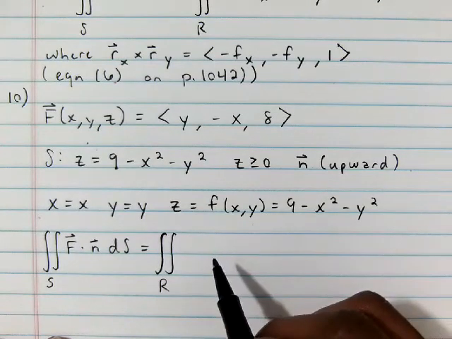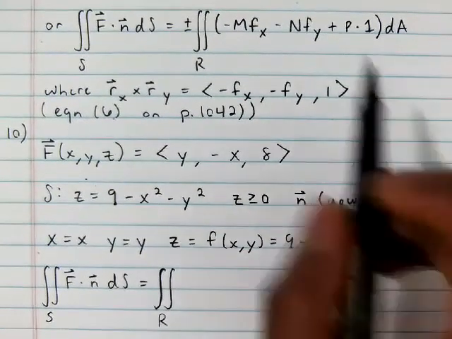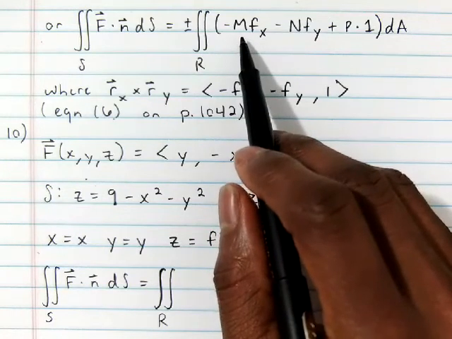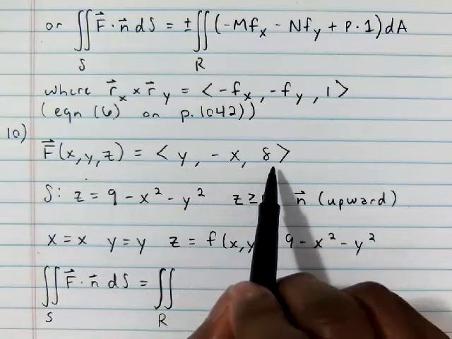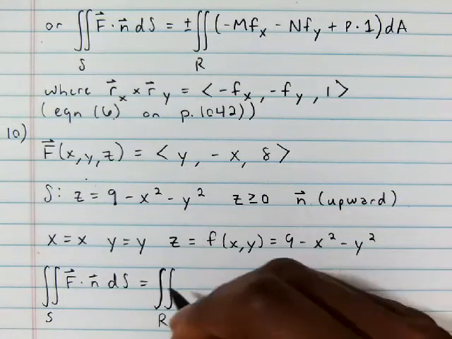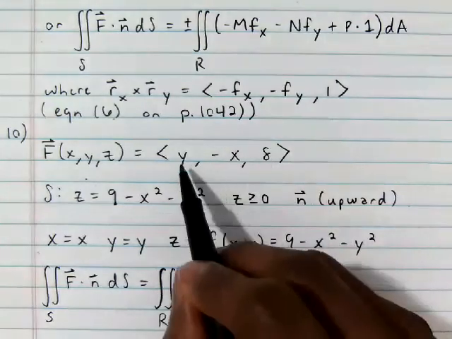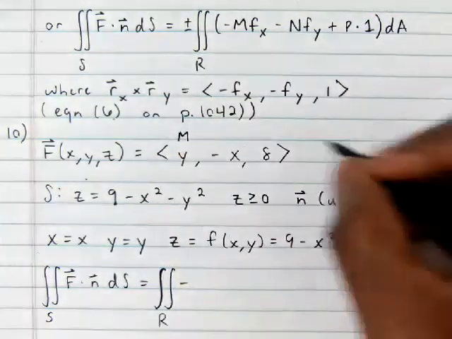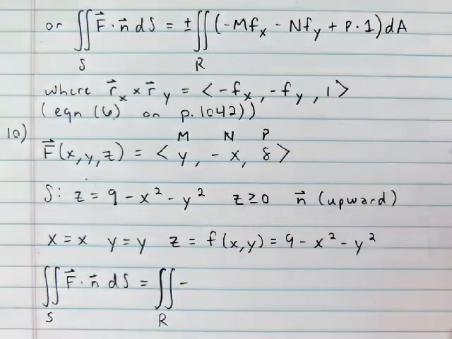Now negative M of x, y, z. Can I get both of these on the page at the same time? There we go. So you have to plug your parameterization into this. We're going to get negative M of x, y, z. What is M? This is M right here, this is N right here, and this is P right there.